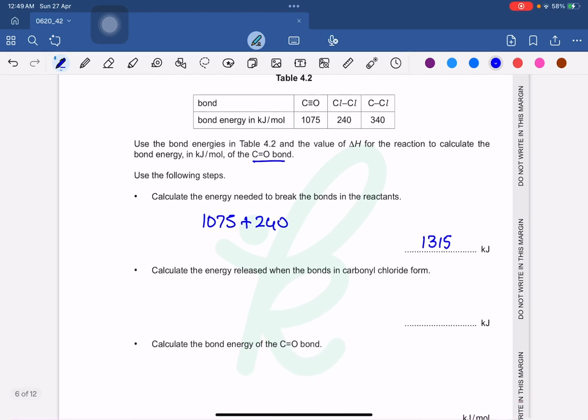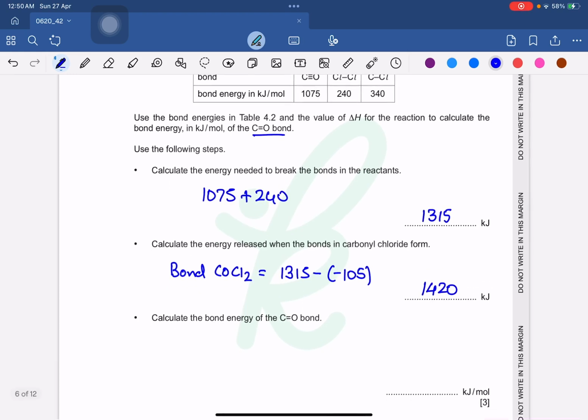Let us move on to the second part of the question. It says calculate the energy released when the bonds in carbonyl chloride formed. So bonds of carbonyl chloride, that is the product for which we need to find the C double bond O bond energy. So that will be 1315 minus 105, which is the delta H value. So the answer comes out to be 1420.